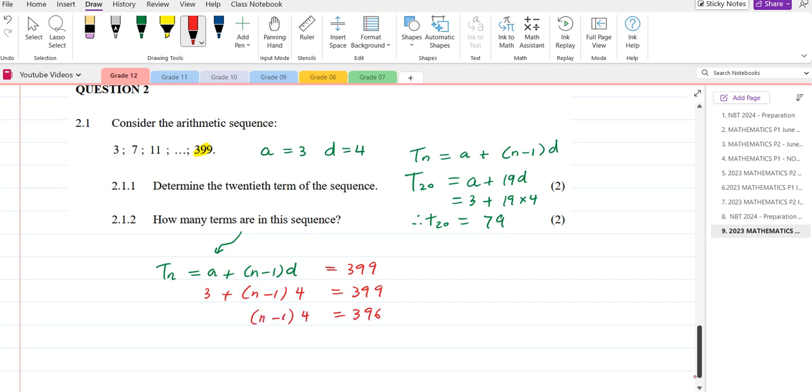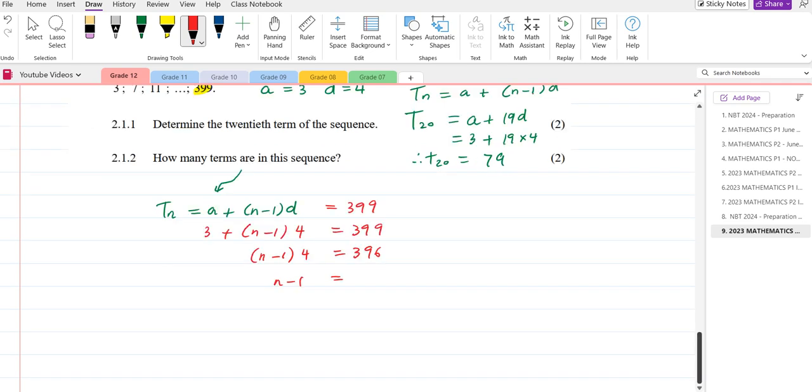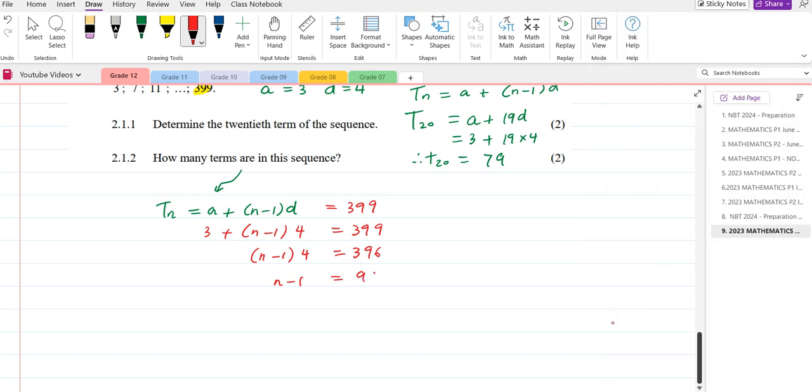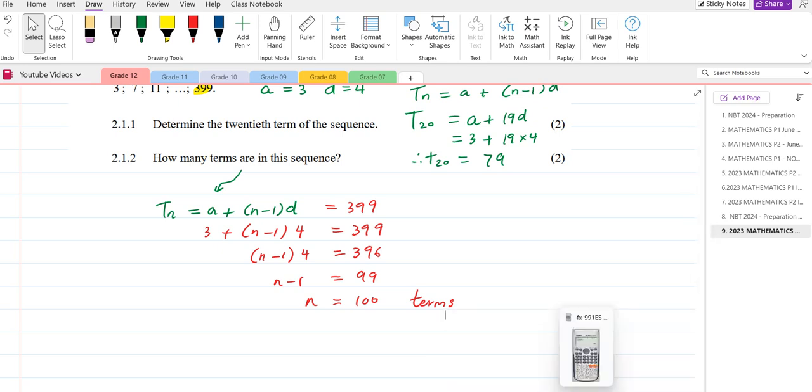Now we can divide both sides by 4, so we get n minus 1 is equal to what's 396 divided by 4? I'm getting 99. So we're going to say n is equal to 100. Add the 1 across, so 100 terms. So how many terms are in the sequence? There are basically 100 terms in the sequence. I hope you guys are understanding. Moving on to the next problem.